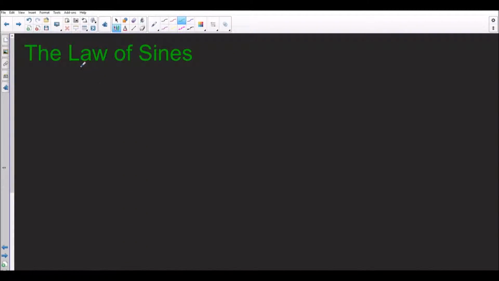So we're going to talk about the law of sines, and this is actually the law. It's a over sine A is equal to b over sine B, which is equal to c over the sine of C.